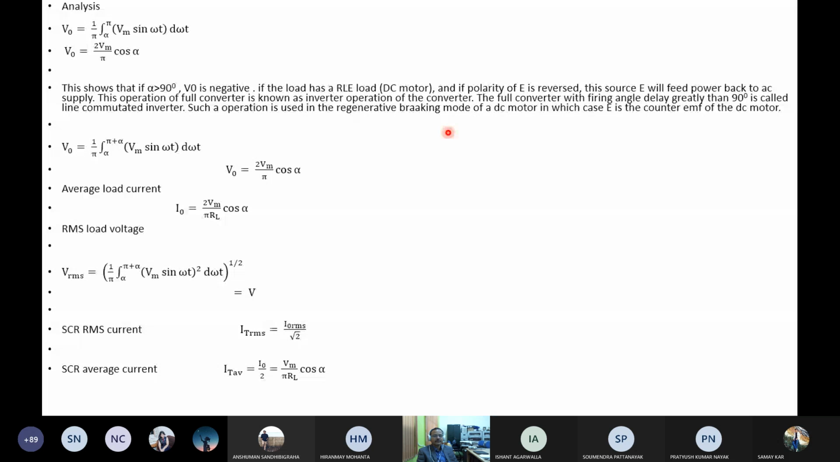So that's all. Full converter and half control converter are over. All types of load we have to study.